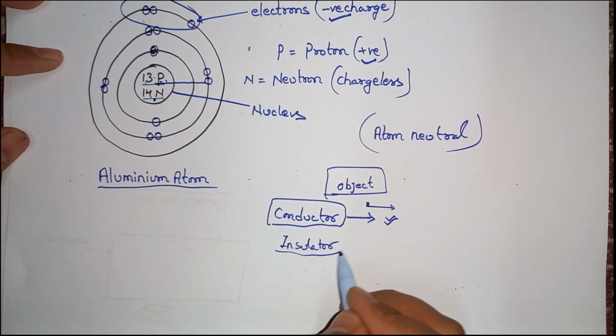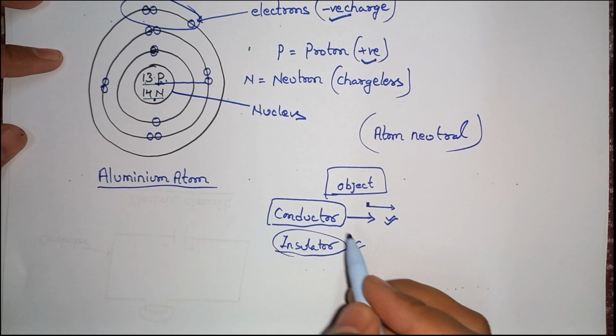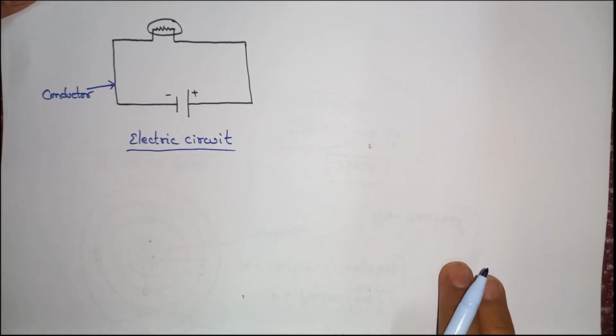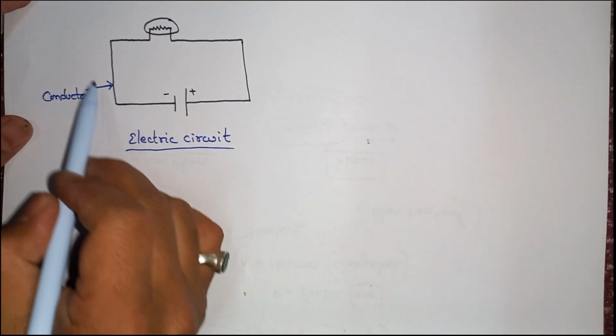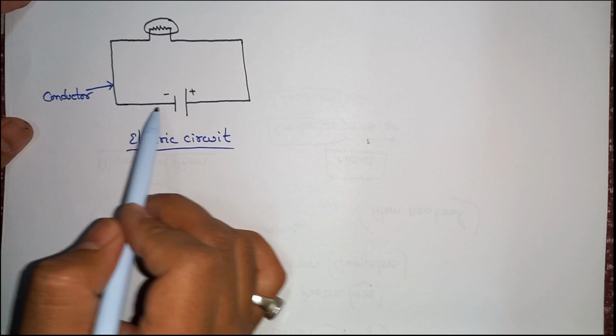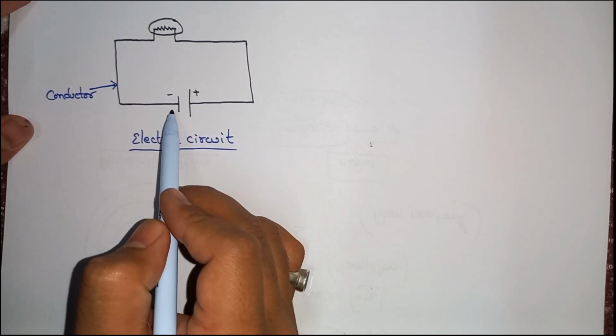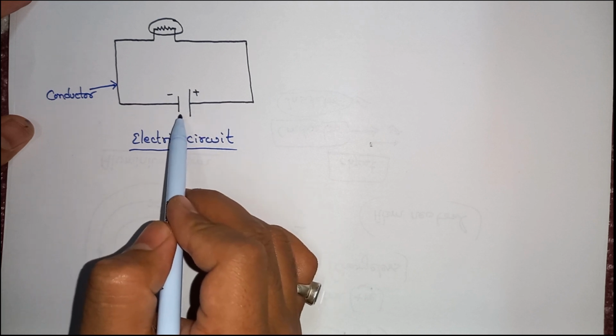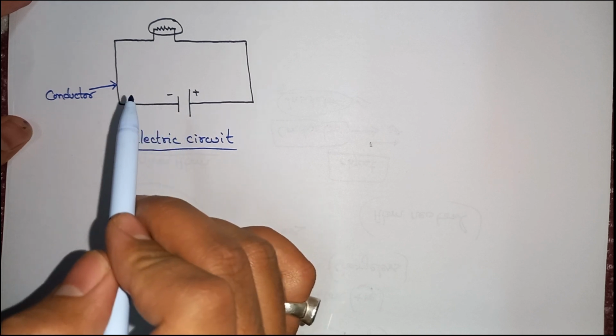An insulator behaves like a bad conductor of electricity. Now, this electrical circuit is made up of conductors, suppose aluminum, gold, copper. These are the good conductors. Here is the negative and here is the positive charge. This is a battery, as I told you before.